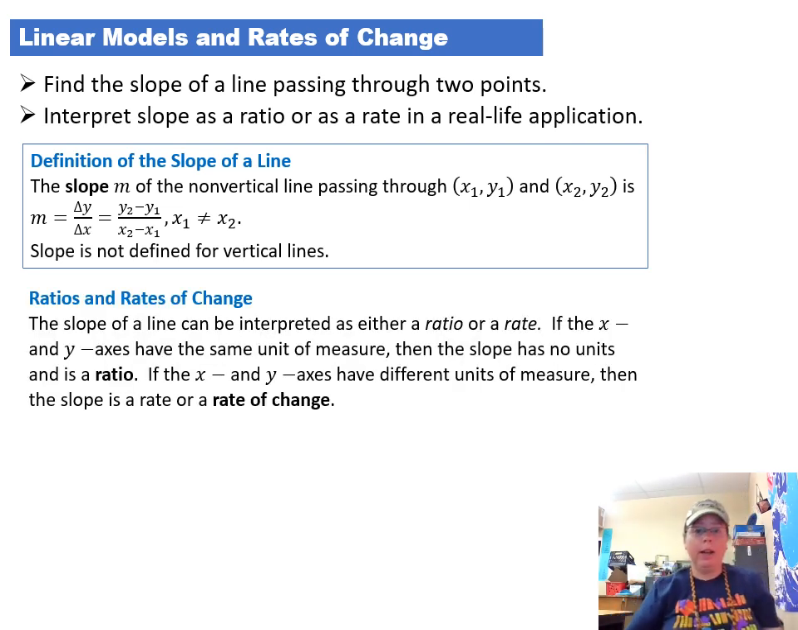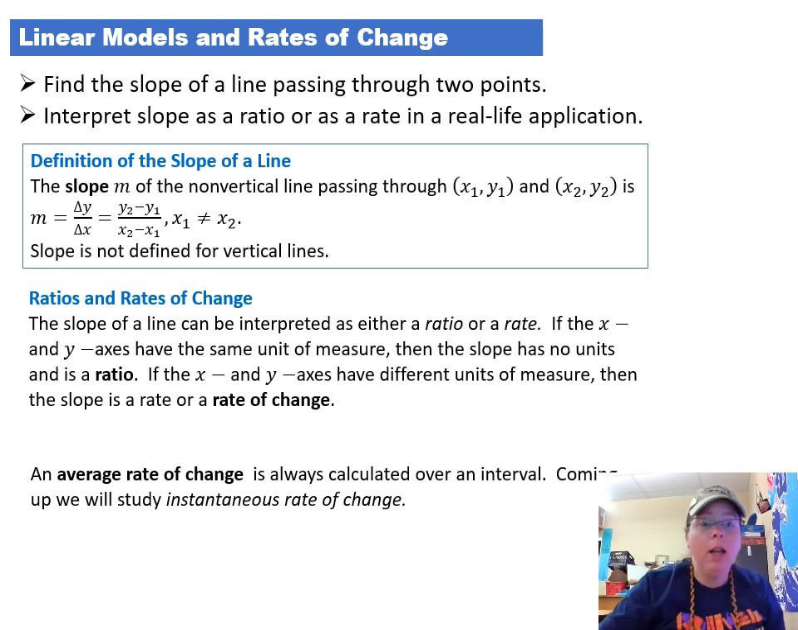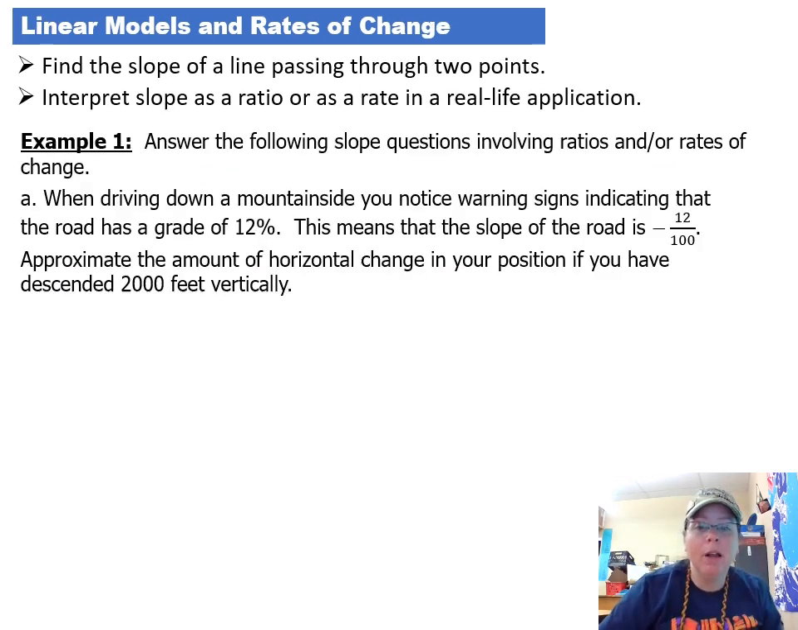The slope of a line can be interpreted as either a ratio or a rate. If the x and y axes have the same unit of measure, then the slope has no units and is a ratio. If the x and y axes have different units of measure, then the slope is a rate of change. An average rate of change is always calculated over an interval. Coming up, we will study instantaneous rate of change, which is one of the first big things of calculus.